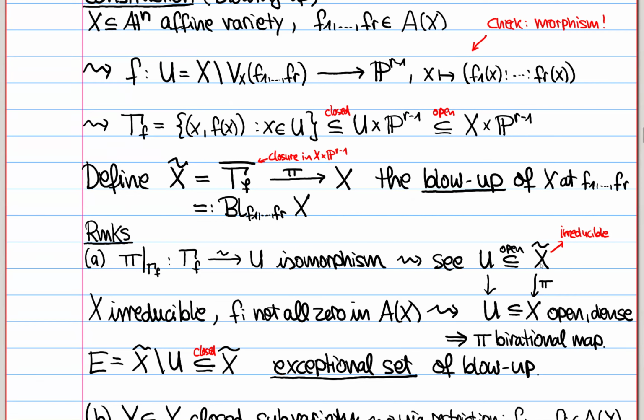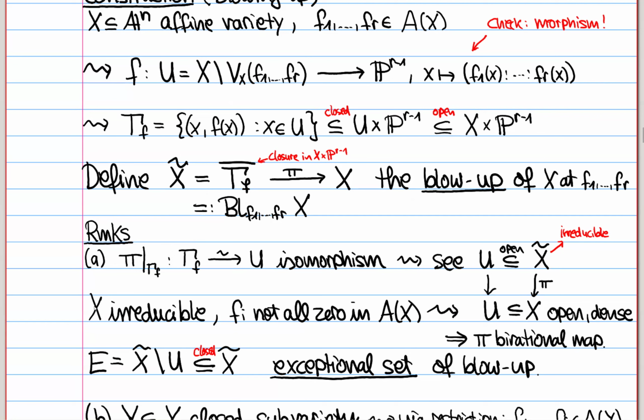And so this means for this projection map pi from x tilde to x, if you take the pre-image of U under there, then you exactly get gamma f inside here. And we know gamma f is isomorphic to U. So this shows that inside the x tilde, we have this copy of U sitting in there as an open subset.